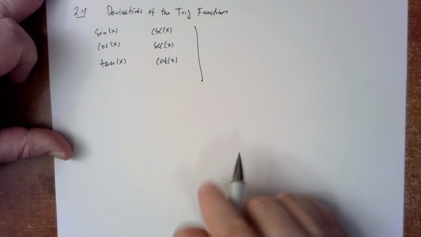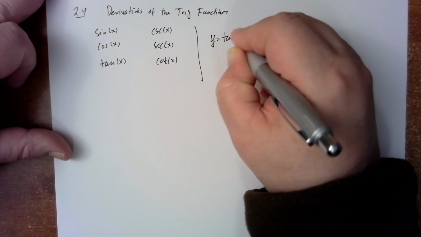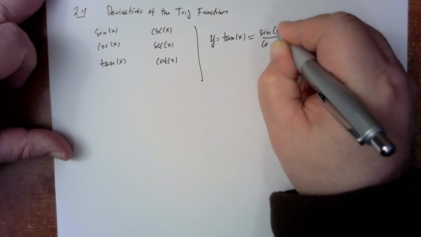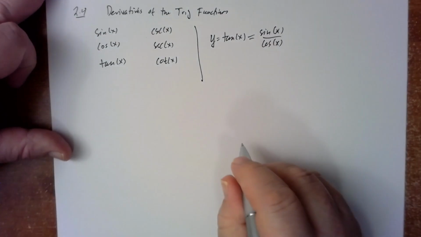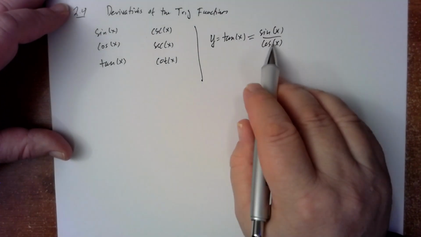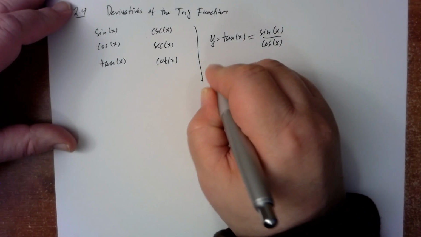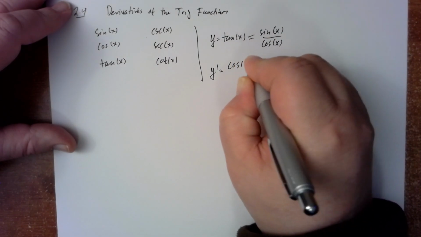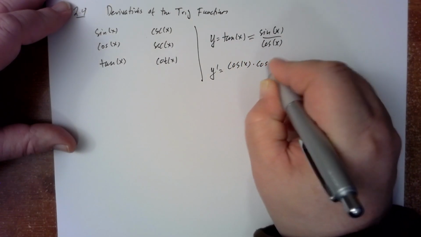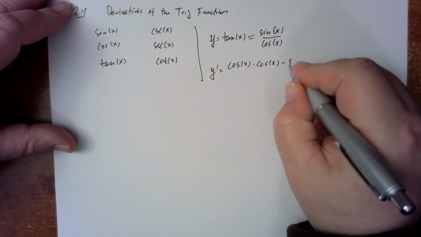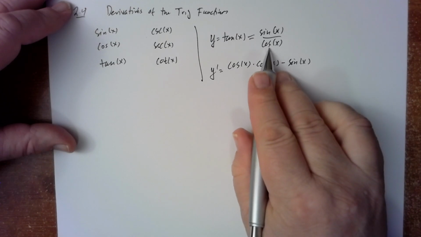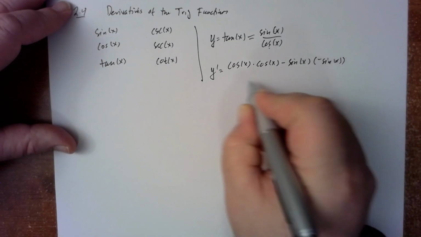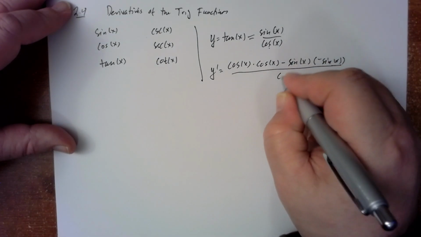The way to differentiate the tangent is to rewrite that as the sine of x over the cosine of x. And so now we'll use the quotient rule on the sine over cosine to get y prime. So we take the derivative of the top, which is the cosine, times the bottom, which is cosine, minus the top function, sine of x, times the derivative of the bottom. Remember, that's a minus sine of x, all divided by the bottom function squared, cosine squared.